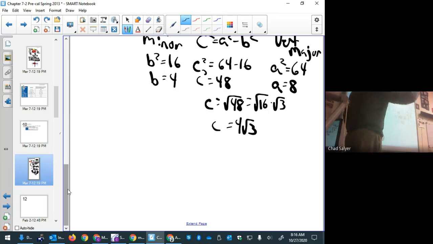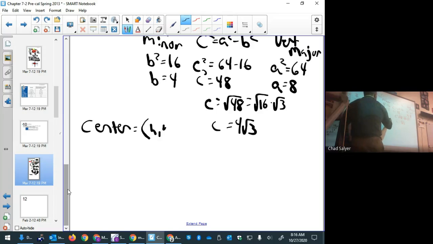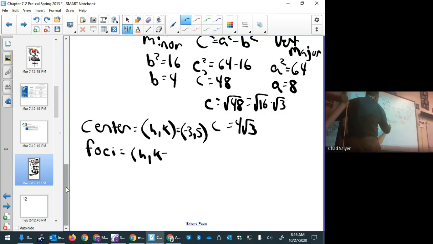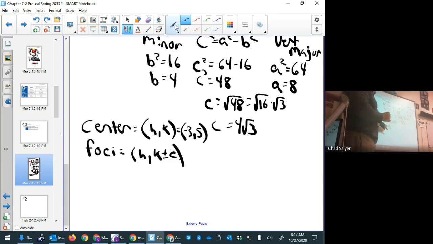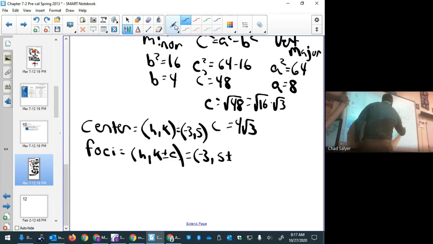Okay, so now let's find all our values. First of all, the center. Remember that that's just H, K, which in this case is -3, +5. And then the foci, which in this case are going to vary along the y. That's different from last time because, I'm sorry, not A, C. C is a focal length. So varies along the Y because we have a vertical major. So both the foci and the vertices are going to be along that major axis. So that's -3, 5, plus or minus 4 on the square root of 3.